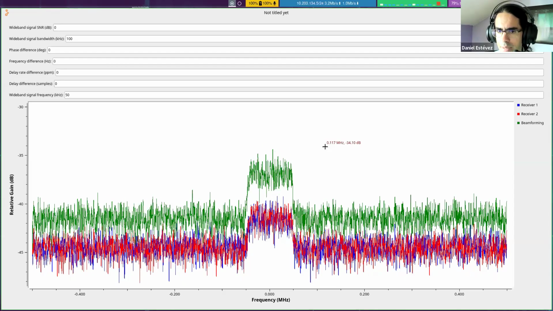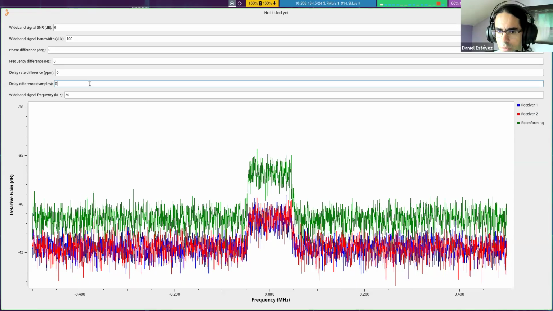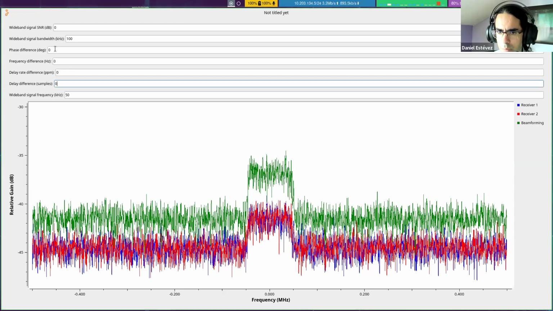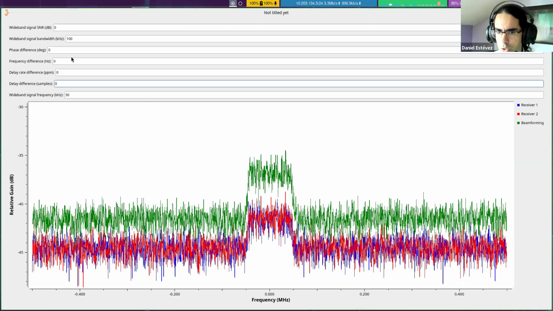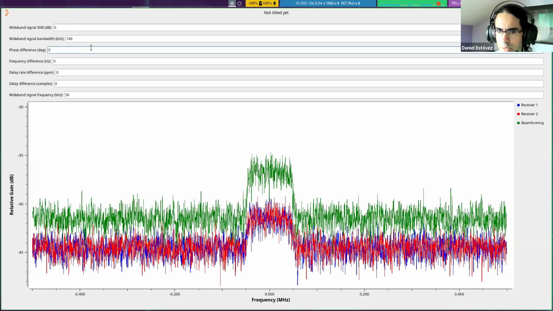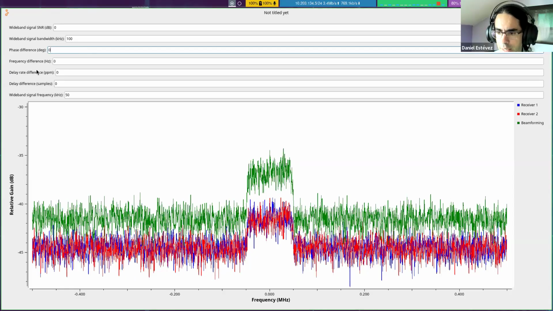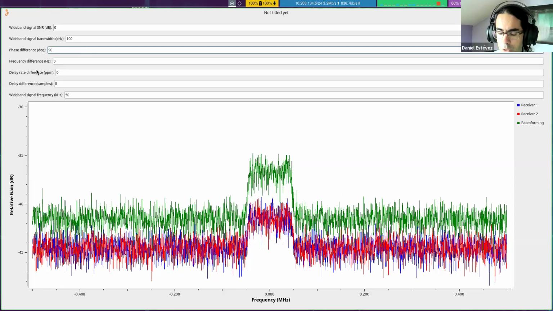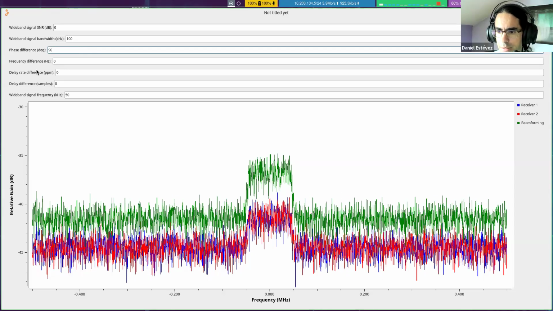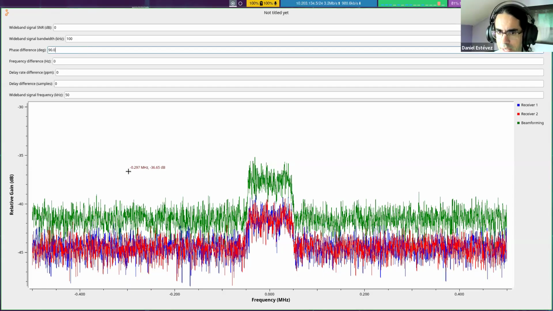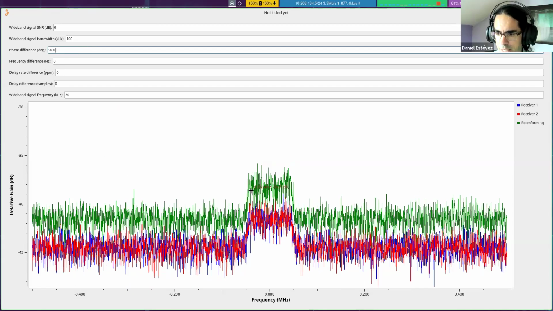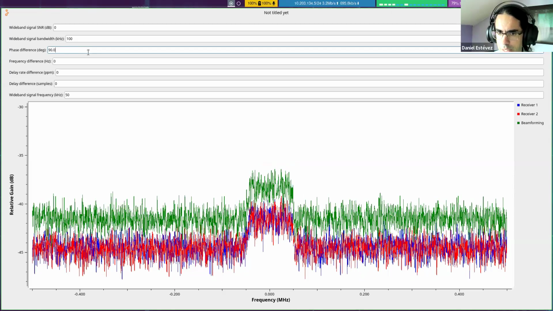Okay, so what happens if they are not aligned? Let's look first. I'm basically going to play with all these four numbers to show you what happens. If they are not aligned in phase, then they will not add. So for example, if I set phase difference equals to 90 degrees, we can see that the beamforming combination decreases.